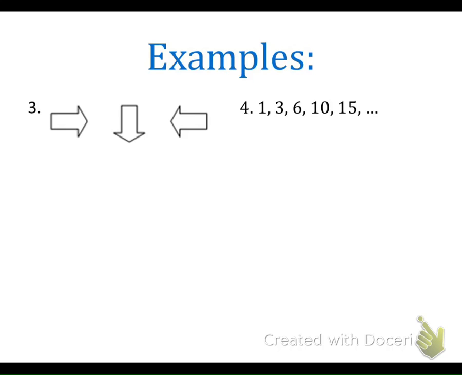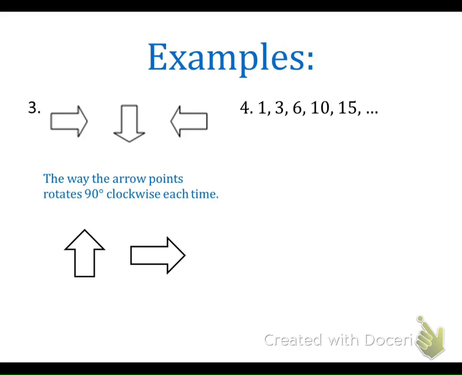Number 3 is a visual pattern consisting of some arrows and the directions that they're pointing. You'll notice that first it's pointing to the right, and then down, and then to the left. In order to describe this pattern, I said the way the arrow points rotates 90 degrees clockwise each time. So since the last one was pointing to the left, if I rotate 90 degrees clockwise, the 4th one will point up, and the 5th one will point back to the right. And the pattern will have started over again.